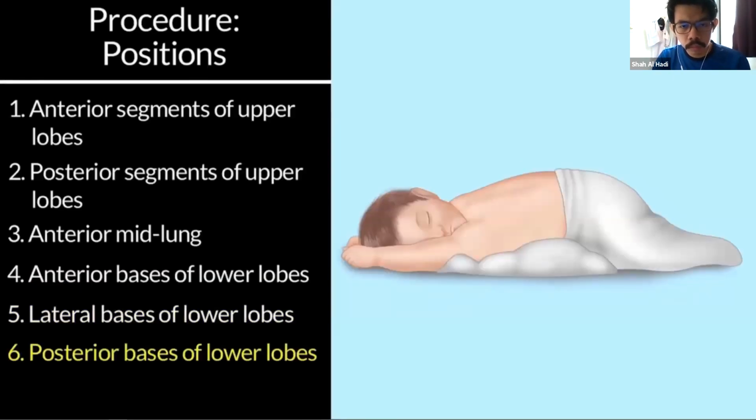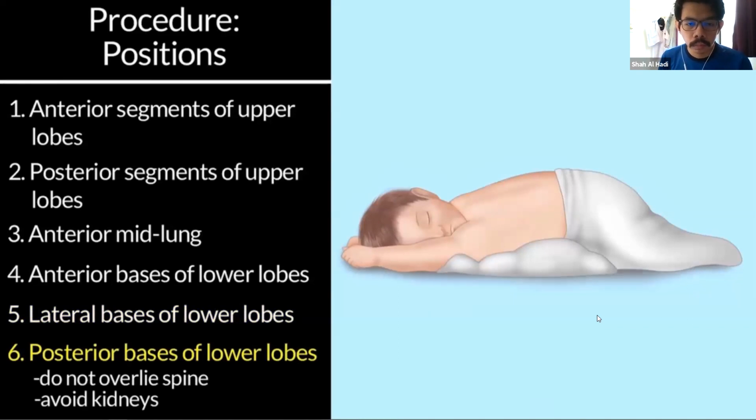And then the last position would be the posterior bases. So if the patient can tolerate, you can bring the patient a little bit more prone. If the patient doesn't tolerate a full turn, you can do a modified turn. And again, you're going to do the cupping on the back side. Be careful not to overlie the spine or to go near the kidneys, followed by vibration.